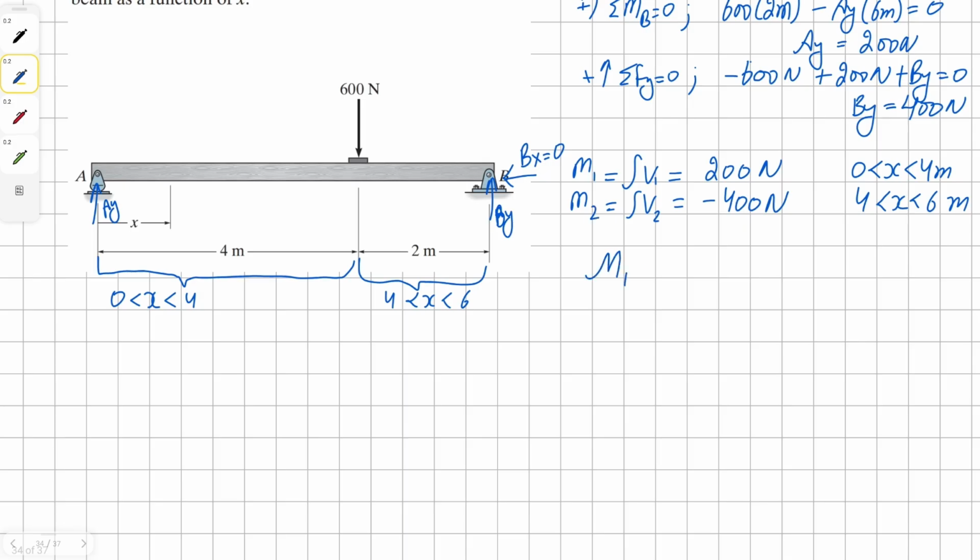So our moment for the first half is going to be simply 200x plus c when we take the integral. And now to find our c, or the constant, we know our moment is 0 when x is 0. Therefore, our c is 0. So ultimately, for region 1, our moment is going to be simply 200x Newton meter.